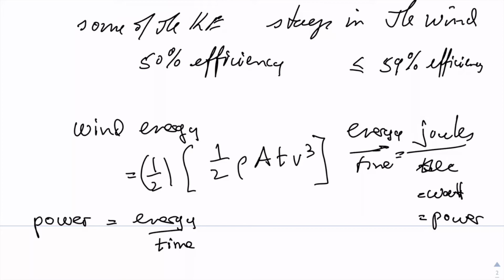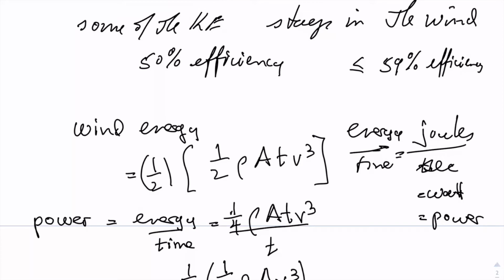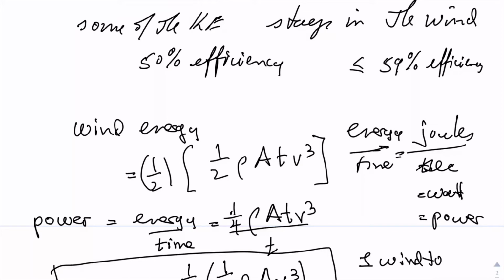So we want to take our wind energy, divide it by time, and the thing we notice is that the top and bottom, so here we'll have 1/4 rho A t v cubed divided by t. The t's cancel, and then the power can be that efficiency factor, a half rho A v cubed. So that gives us a nice formula for the power of one wind turbine, assuming that the velocity is v and that the area, which is pi r squared, is there, and rho is the density of air.